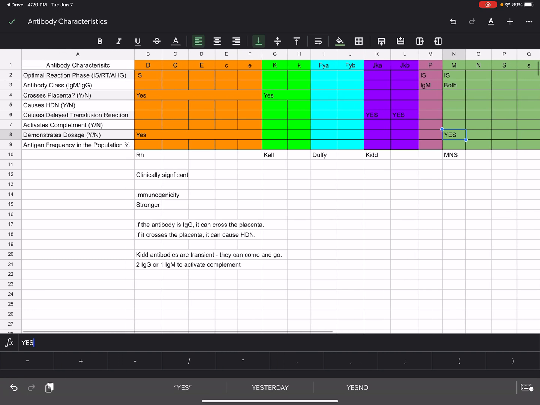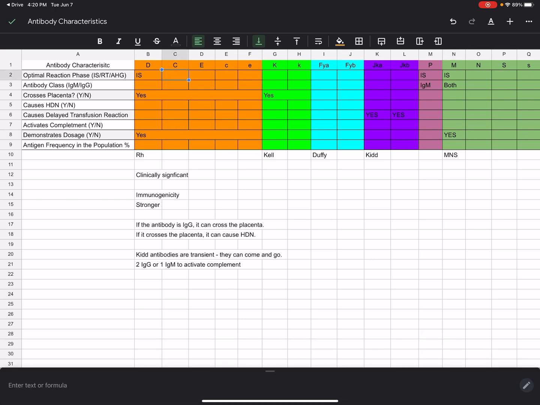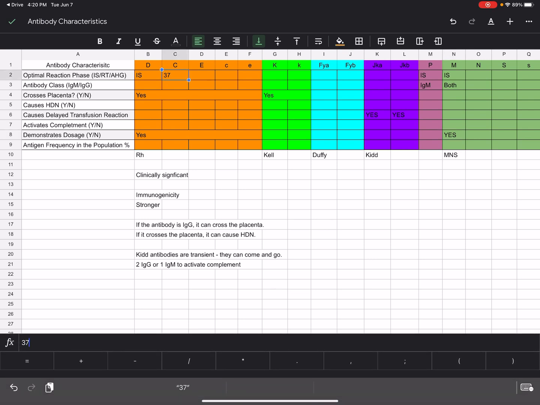So let's see here. Okay. So what I need you to do is, with this chart, I need you to keep it with you, because as we move through the rest of the semester, we are going to talk about these different blood group systems individually, and you'll be adding different things to this chart. It's going to really be helpful to you, okay? But for right now, we're going to talk about the Rh, 37 or room temperature.